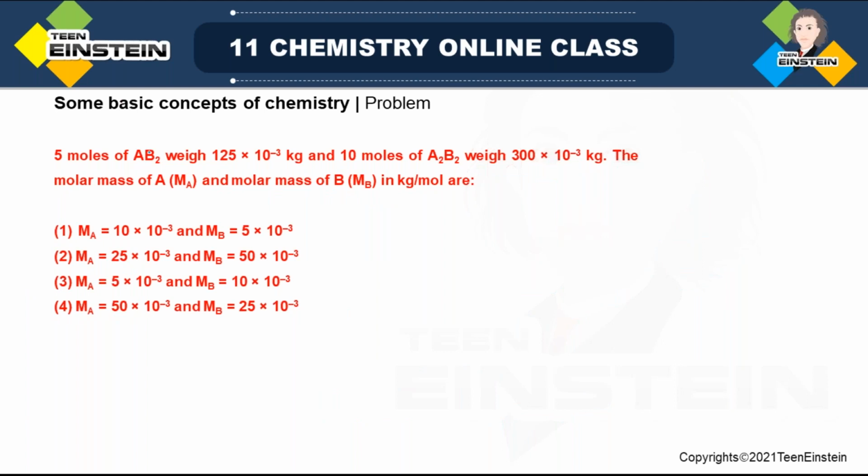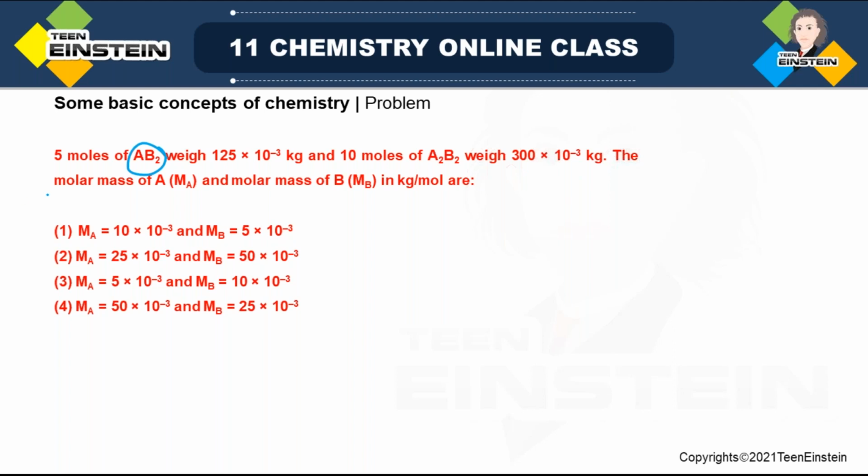Five moles of a compound AB2. That means one atom of A and two atoms of B. It is having mass 125 10 to the power minus 3 kg, and 10 moles of another compound of the same elements, but now the formula is different, A2B2. We have taken 10 moles of it and the mass is given 3 10 to the power minus 3 kg. You can also consider it gram, then it will be 300 gram, right?